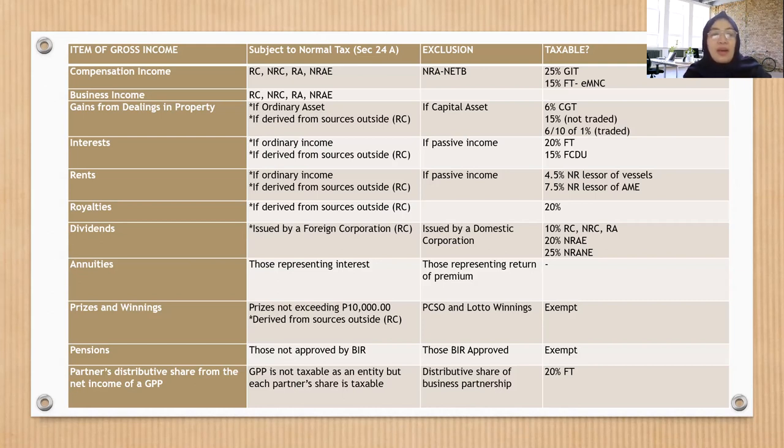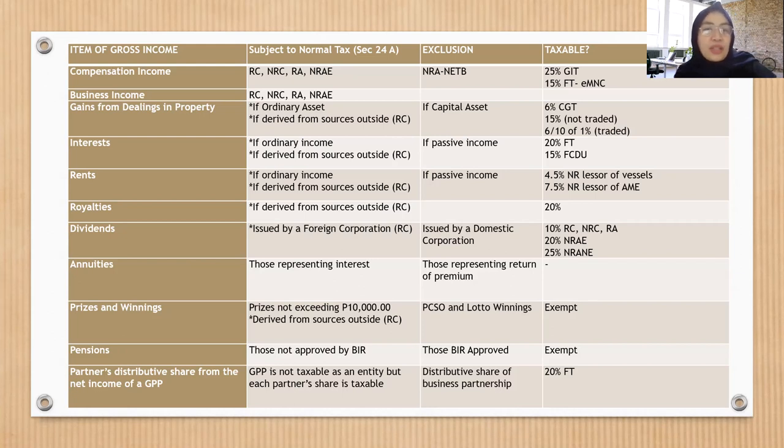Because para alam nyo na lahat yung mga items of gross income, when are they subject to normal tax? When are they considered as capital asset, thus excluded from normal tax? And in what manner are they taxable? So, for example, compensation income. So, these are the instances when they are taxable.